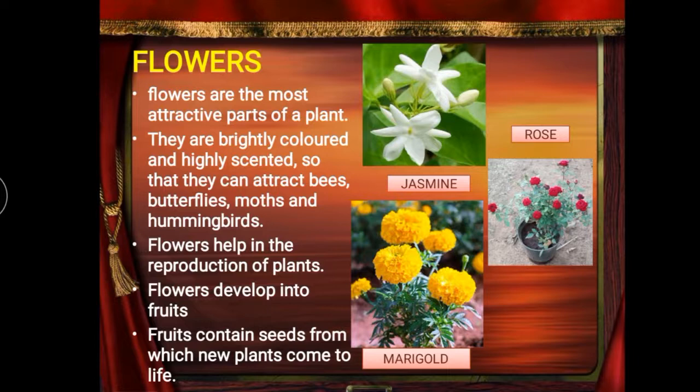Fruit contains seeds from which a new plant comes to life. The fruits contain the seeds that we are eating. Apple also contains seeds, banana contains seeds, grapes contain seeds. So every fruit has a seed, which becomes a new plant. If we place the seed in the ground it will grow into a new plant. So the seed helps in reproduction, but the flower is the most important part of reproduction.